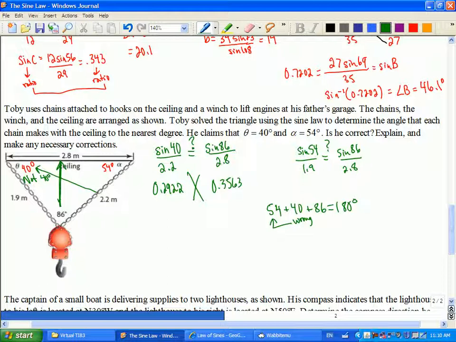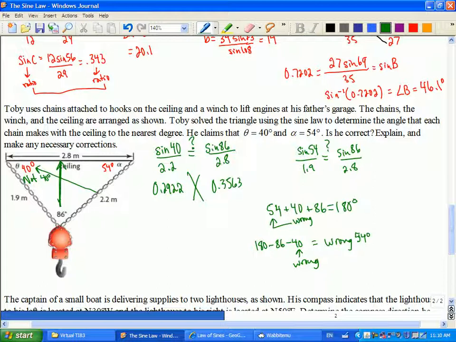If you think about the way most of you probably would have answered this question, you'd go 180 minus 86 minus 40. And if this answer is wrong, then the answer that you're going to get is wrong. It's not 54 either. But either way, you could do this as your explanation. You could use the sine law and show that the sine law is false here, meaning it doesn't work, or you could explain it with the 180 degrees of the triangle.